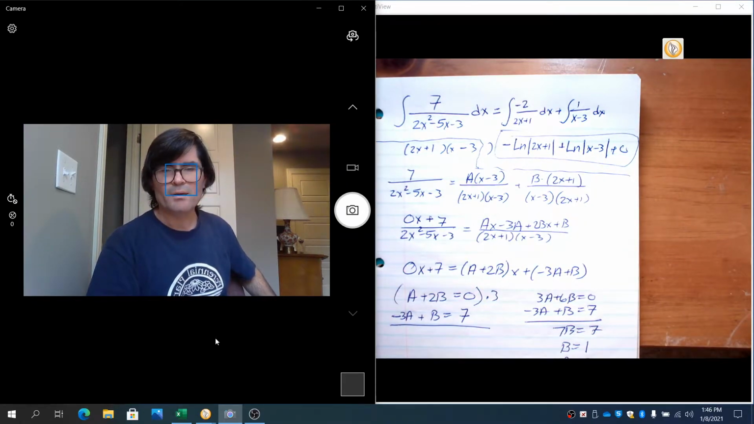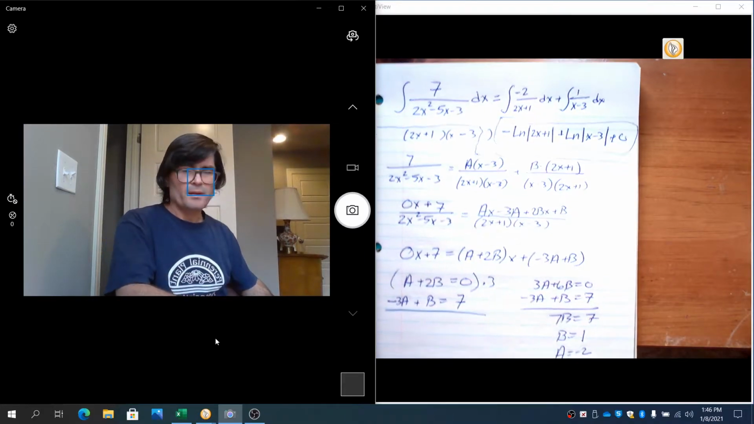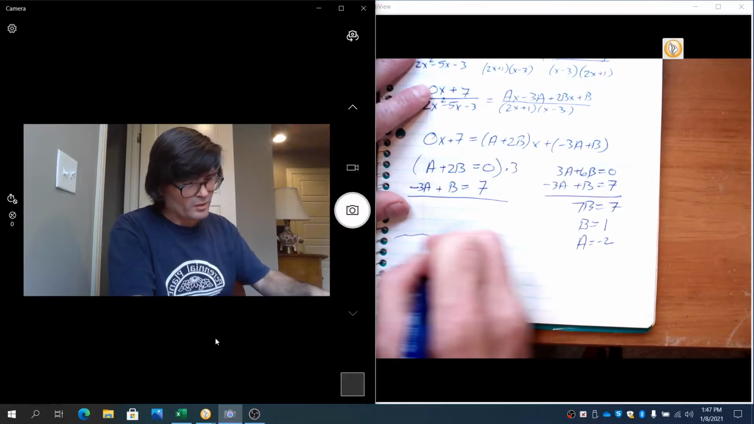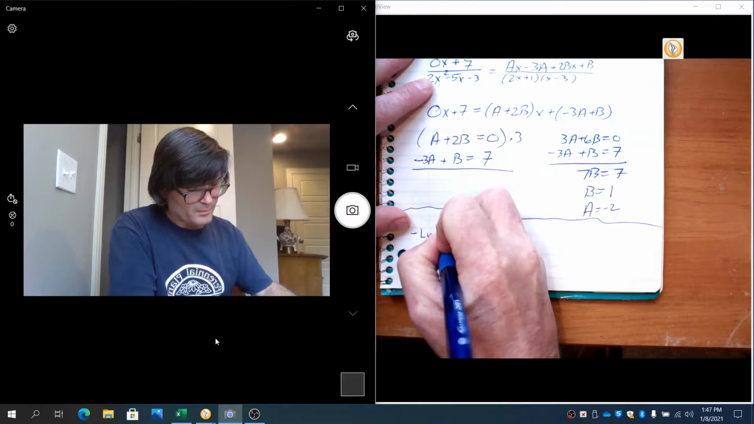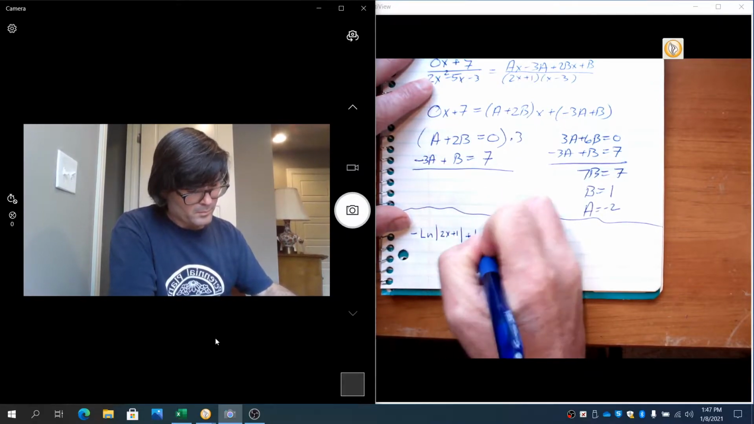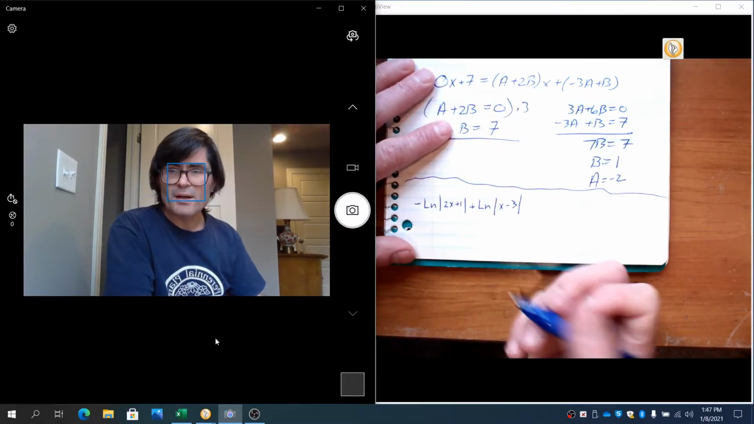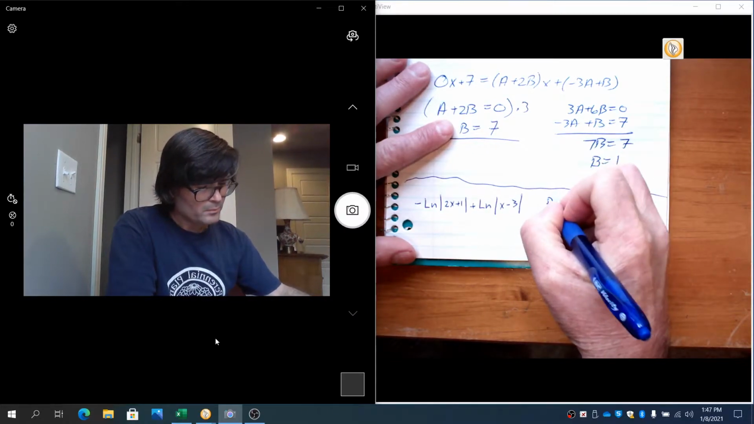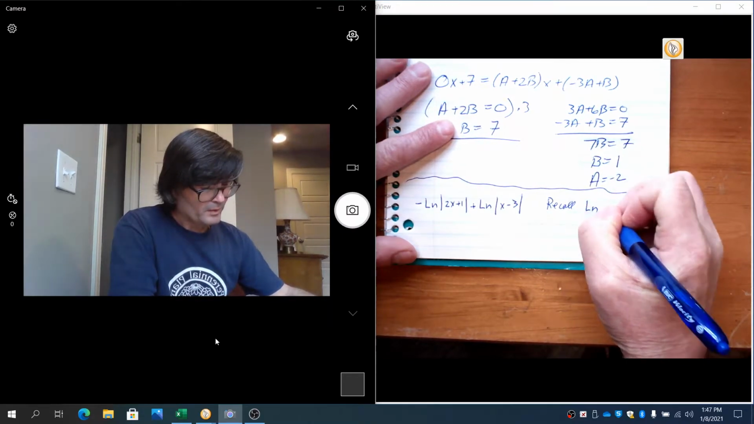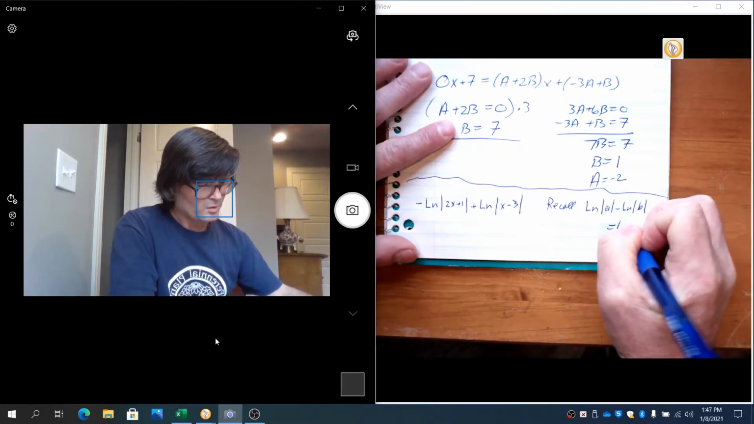Before we continue, I want to make some comments about these answers. This one and the previous one. I'm going to write that down here again and show you what you might find if you were to look at an answer key. So imagine that. If you think about your rules of logarithms back in Algebra 2, recall natural log of a minus natural log of b is natural log of a over b.